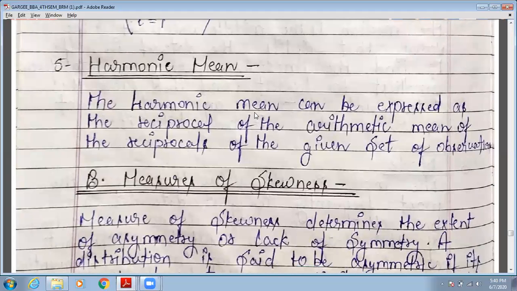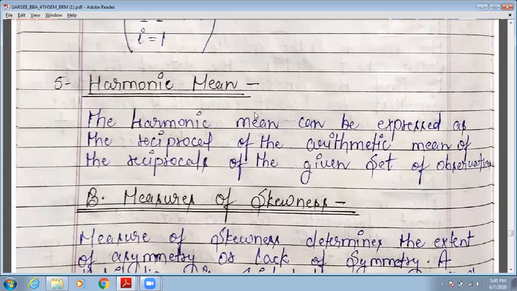Then the last technique of univariate analysis is the harmonic mean. The harmonic mean can be expressed as the reciprocal of the arithmetic mean of the reciprocals of a given set of observations. So the formula of the harmonic mean will be n upon 1 upon x1, 1 upon x2 and so on.